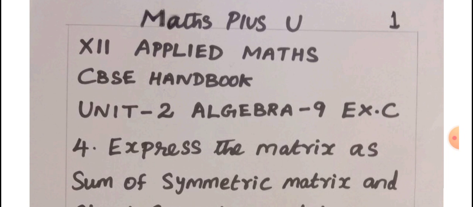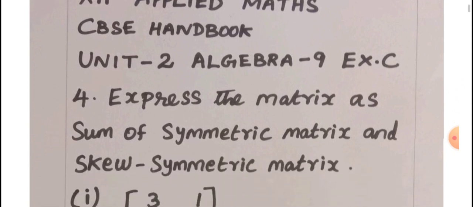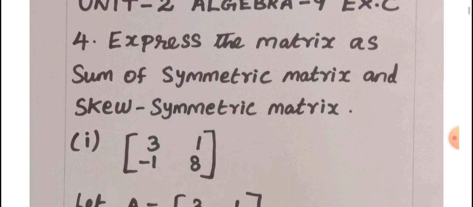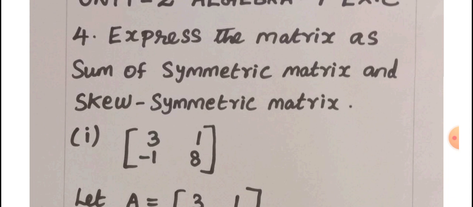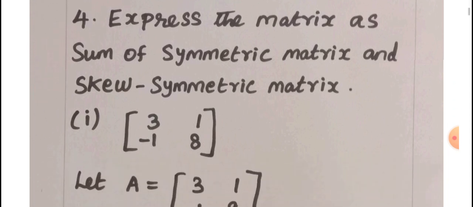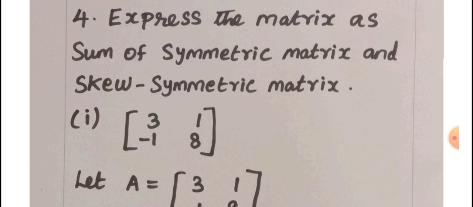Today, class 12 applied mathematics CBSE handbook continuation, we are going to discuss unit 2, algebra, part 9. So in this, we are directly doing question number 4. Questions 1, 2, 3 were about determinants. Now we are going to discuss the matrix questions in exercise C: express the matrix as sum of symmetric and skew symmetric matrix.